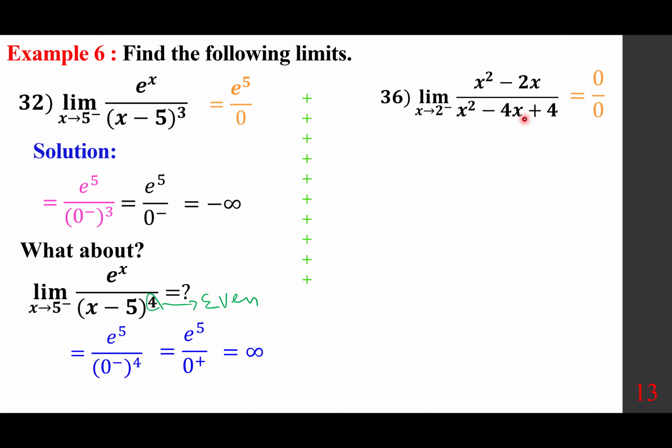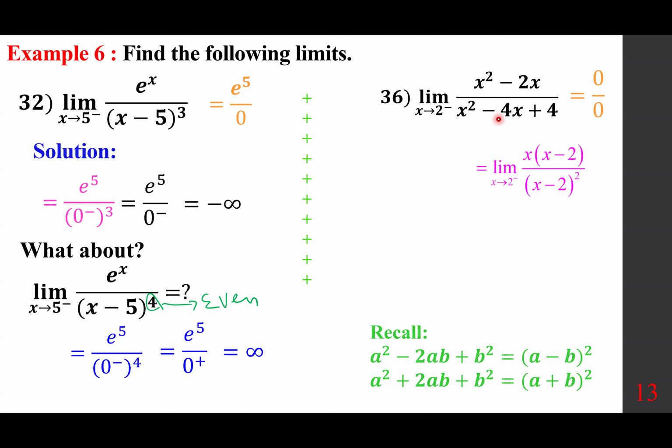But what about the bottom? Recall, a squared minus 2ab plus b squared is a minus b quantity squared. A squared plus 2ab plus b squared is a plus b quantity squared. I hope you remember that. So the bottom is x minus 2 quantity squared. So this has got to do with the prior knowledge of mathematics and being comfortable with factoring. So we can drop the factor of x minus 2 from the top and one factor of x minus 2 from the bottom. And this is what we get.